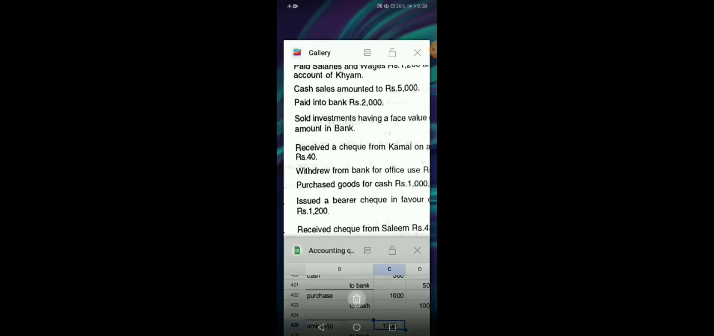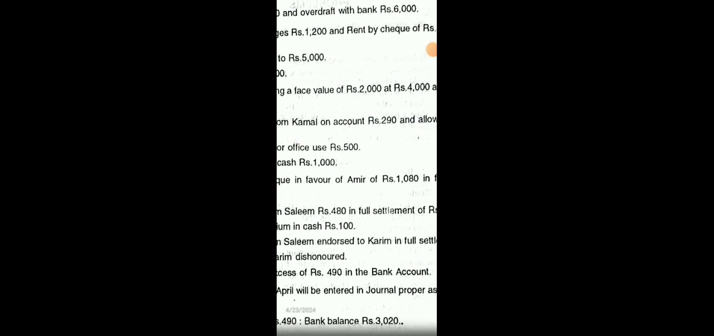Okay. But the amount of check issued, this is our entry. Amount of check is what? 1080. So you will write the amount in front of bank. Why? The amount of check is 1080. It means the amount drawn from the bank would be 1080.